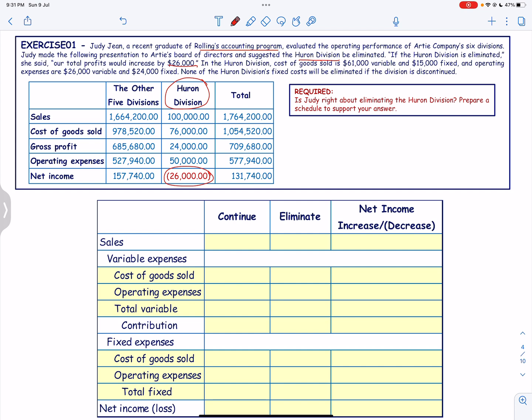In the Huron division, cost of goods sold is 61,000 variable and 15,000 fixed, and operating expenses are 26,000 variable and 24,000 fixed. None of the Huron division's fixed cost will be eliminated if the division is discontinued. So is Judy right about eliminating the Huron division? Prepare a schedule to support your answer.